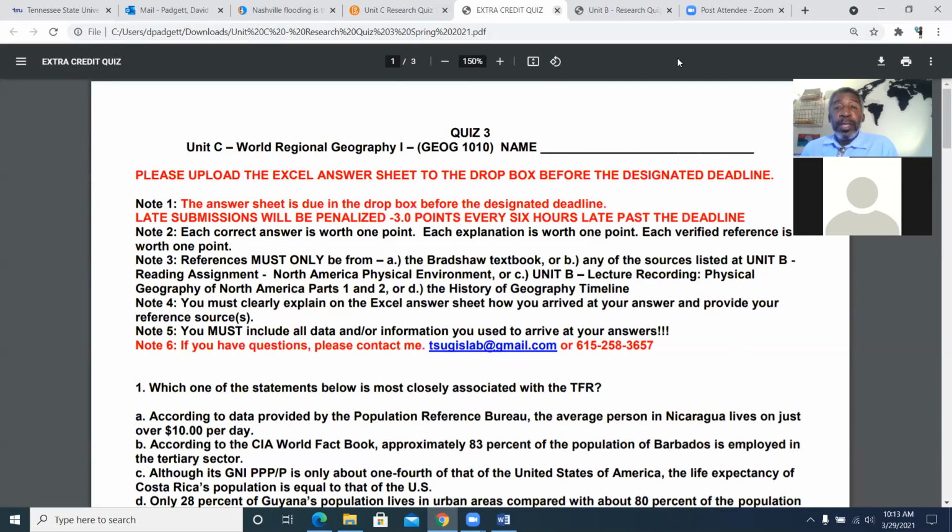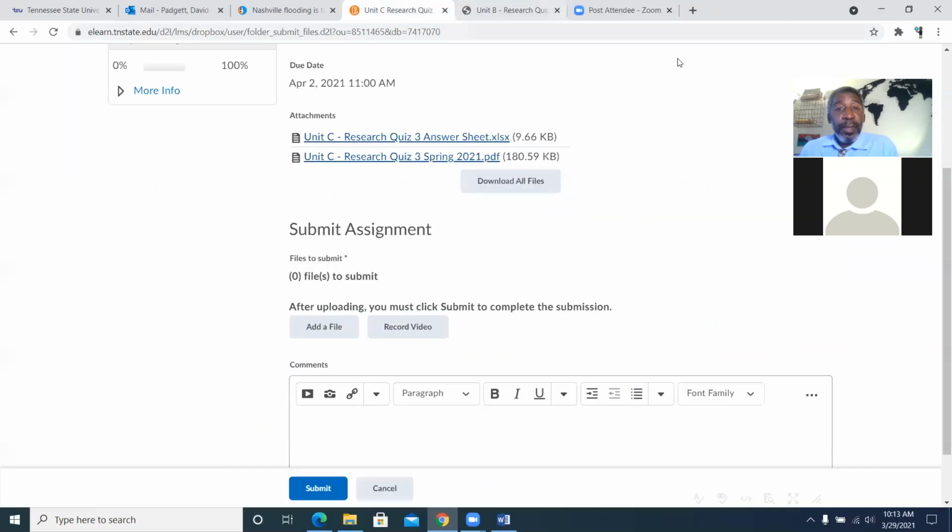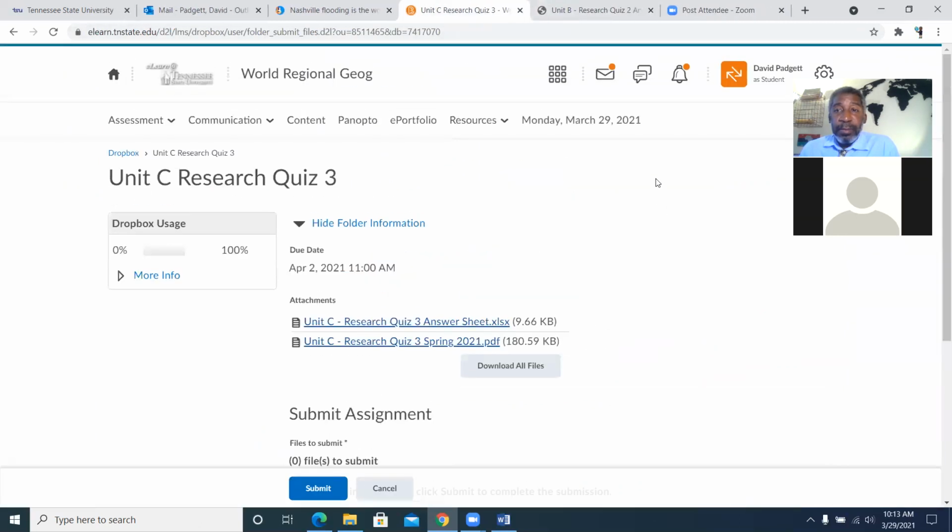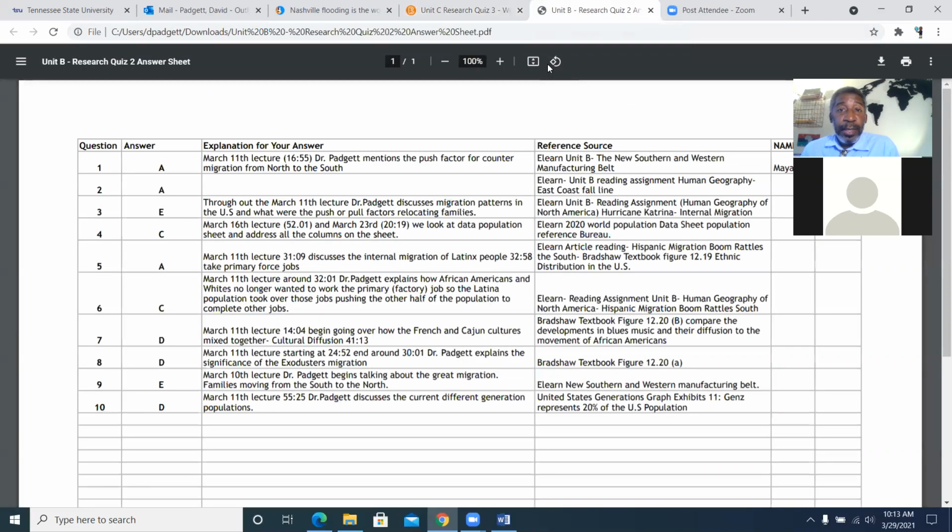It's due on April the 2nd, Friday. So Friday at 11 o'clock in the morning. So hopefully if you are engaged in any religious activities during this time, you will have plenty of time to do that and enjoy your weekend. If there are other issues related to that, please let me know and we'll see.